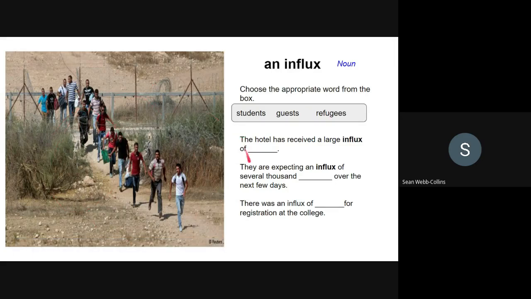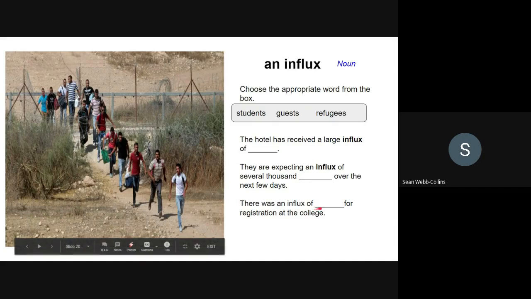The final example: there was an influx of blank for registration at the college. The answer, of course, students. There was an influx of students for registration at the college.